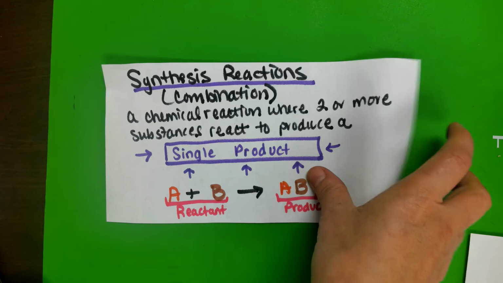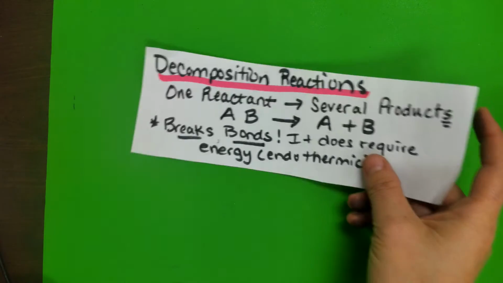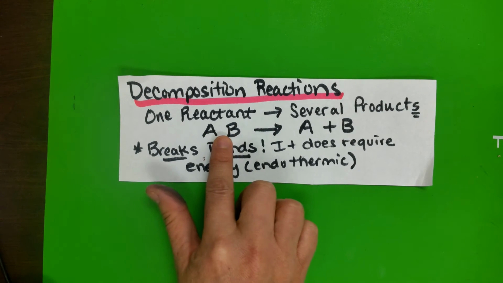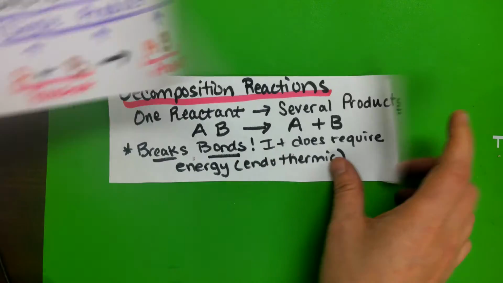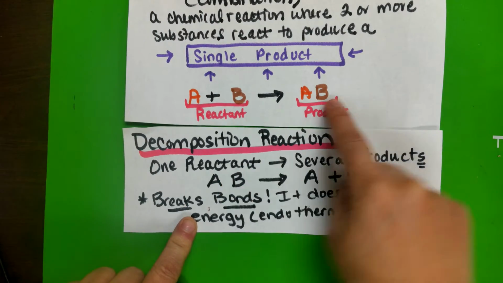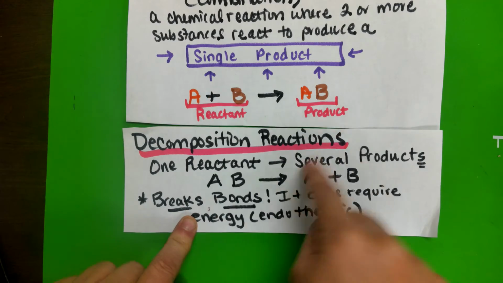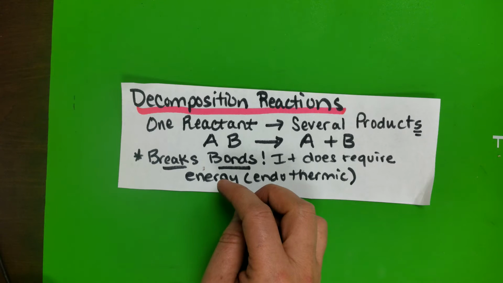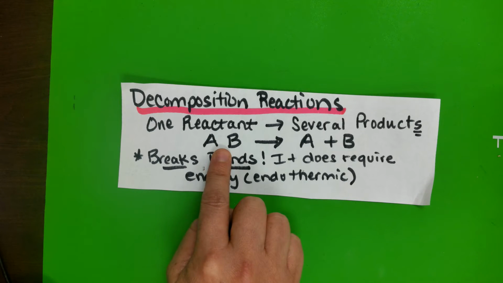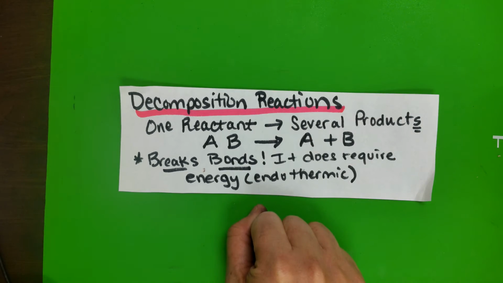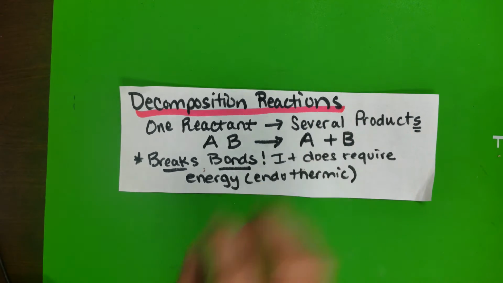Now we're going to go ahead and go to decomposition. Decomposition is basically one reactant. It's practically the opposite of this. You see how this one's over here? So this was your product. You see how it's the opposite? So it's really the opposite of what synthesis is. It's one reactant, just one single thing, and it breaks apart. It makes several products.